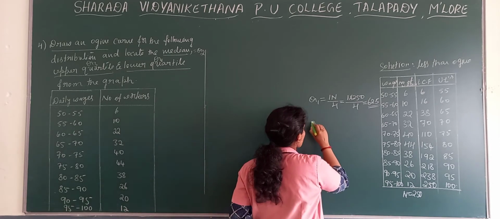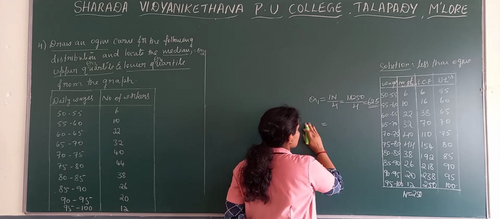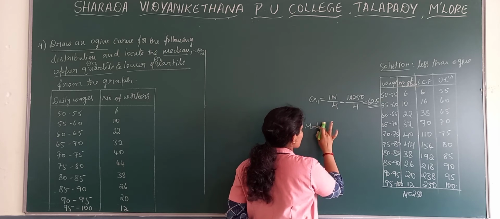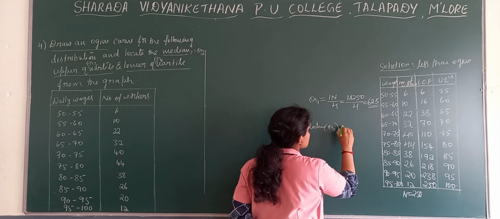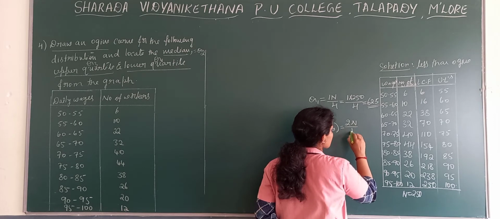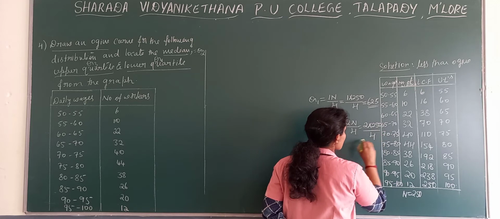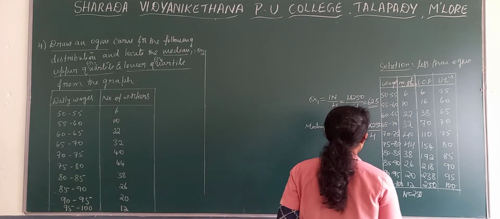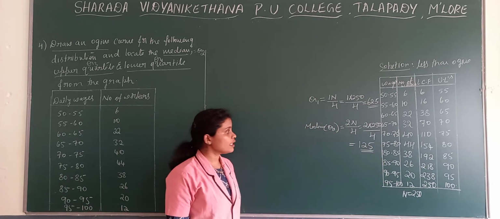Next, Q2 or median. We'll write median itself. Median or Q2 is equal to 2n by 4. 2 into 250 by 4. That will be 500 by 4. There we get 125. Q2 value is 125.